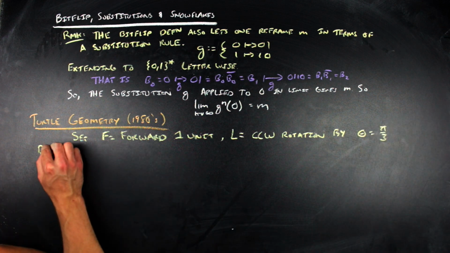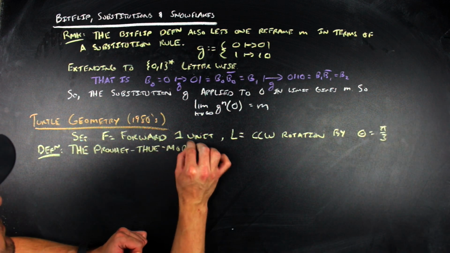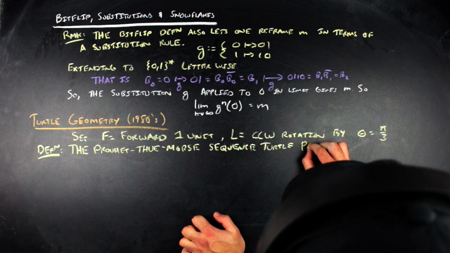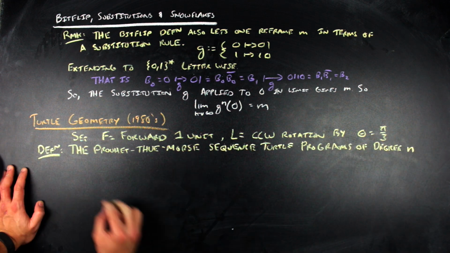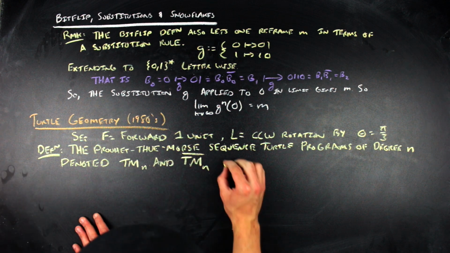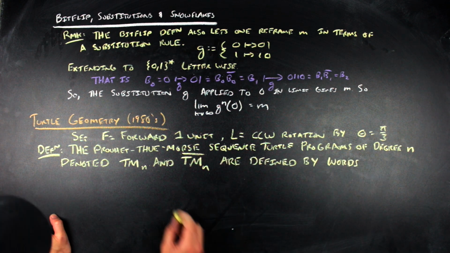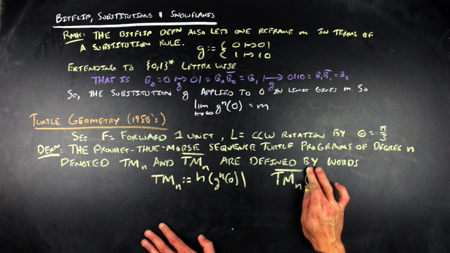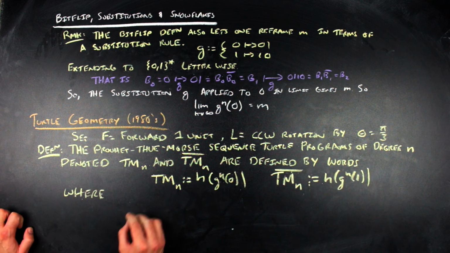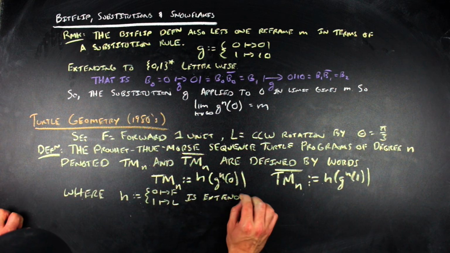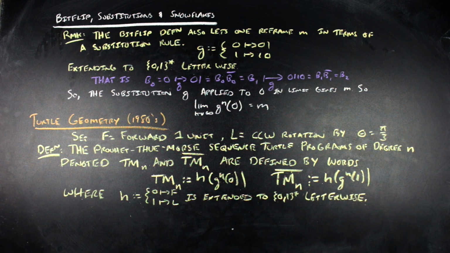So the Prouhet-Thue-Morse sequence turtle programs of degree n, denoted by TMn and TMn bar, are defined by the words TMn is by definition equal to h of g to the n of 0, and TMn bar is by definition equal to h of g to the n of 1. And we can go ahead and look at a few images of how this shakes out.